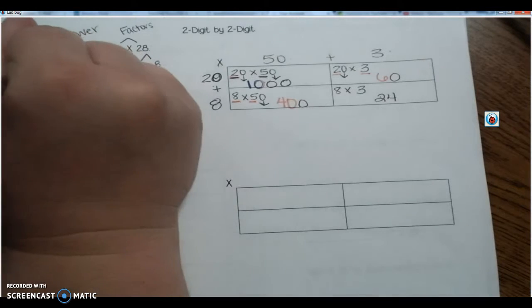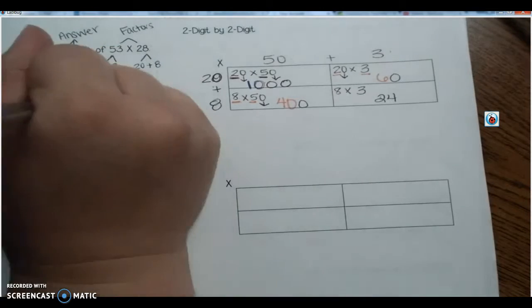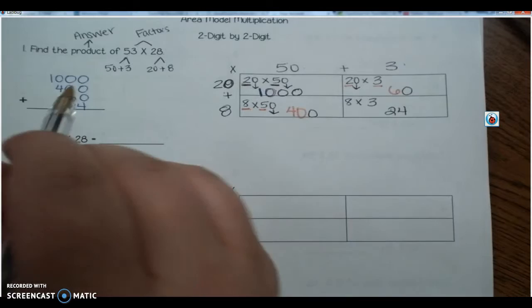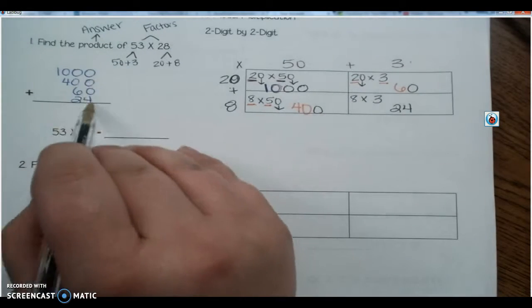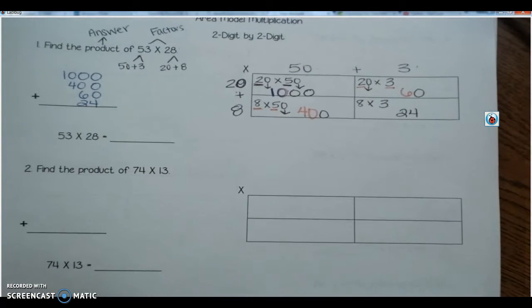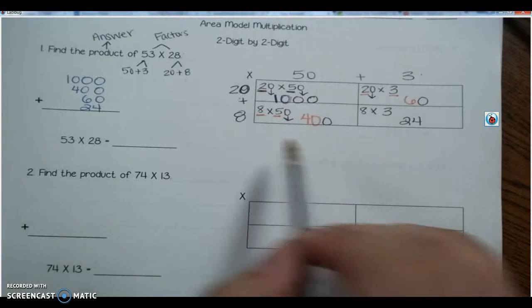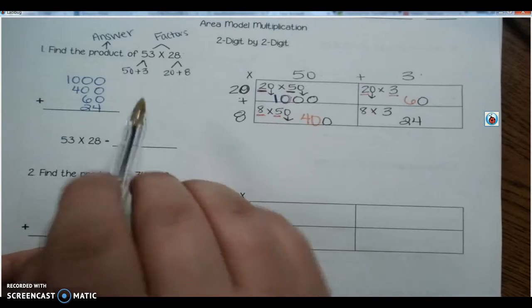So 1,000, 460, and 24. If I add them up, make sure when you line these up, you're doing a really good job of lining up your ones place, tens place, hundreds place, and thousands place. If you're not careful, you could do all of your multiplying correctly and then mess up when you add them. So please be very careful.